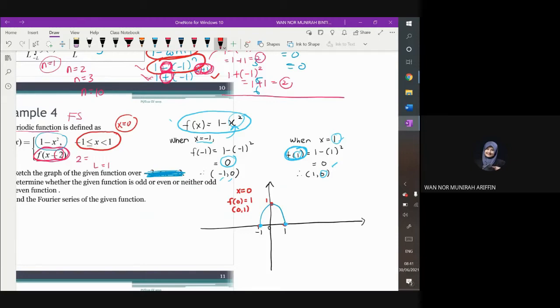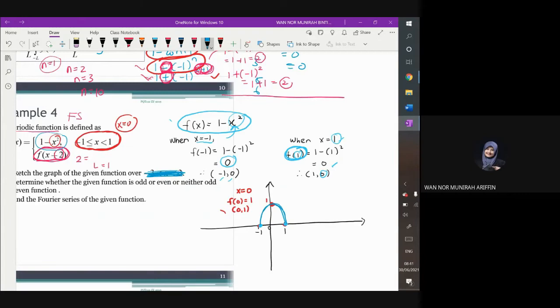To find a point, I must choose anything within this range. Say x equals 0. So when x equals 0, I test. When x equals 0, I substitute into this and f(x) equals 1. So the other point is 0, 1. So the point 0, 1 is somewhere here. Okay, so now I have the idea that my quadratic graph is like this. Yes, like that.